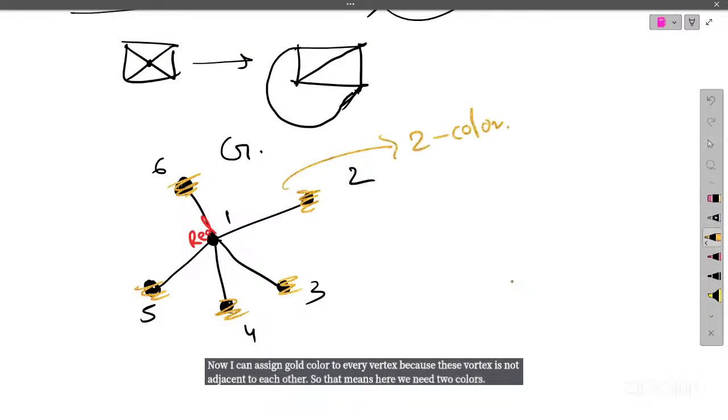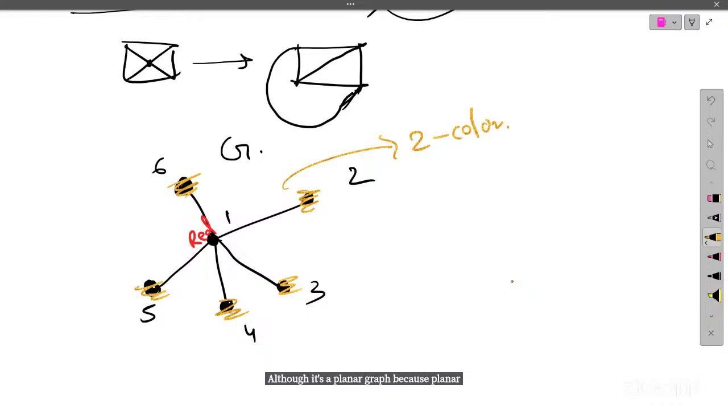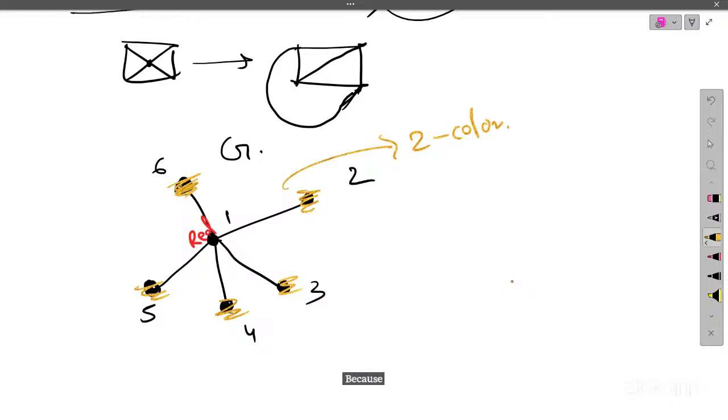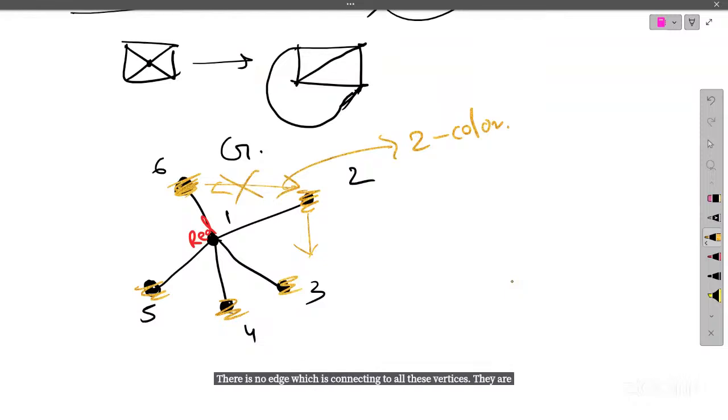Although it's a planar graph, because planar graph means the edges should not intersect. Ma'am, why golden color? Because these vertices are not connected by a single edge, right? There is no edge connecting all these vertices. They are connected to one, but they are not connected to each other via a single edge. Ma'am, 3 suppose is a blue color, no?